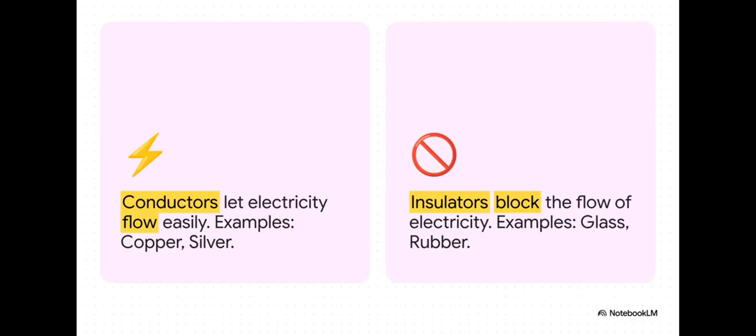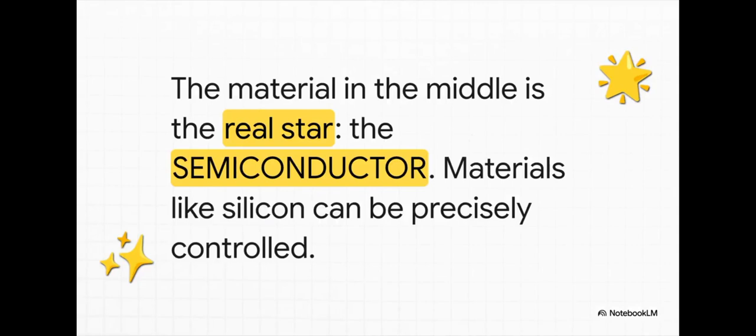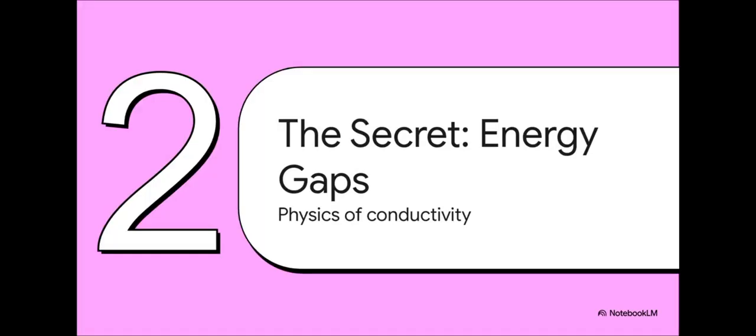Nothing gets through. But the really interesting stuff happens right in the middle. It's not a highway, it's not a roadblock, it's something else entirely. This is the semiconductor. Materials like silicon are the real stars of our show, because we can tweak and control their properties with incredible precision. So what's the secret sauce here? Why are these materials so different?